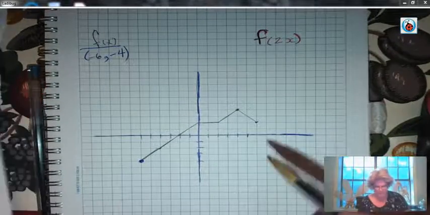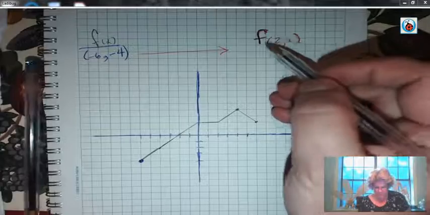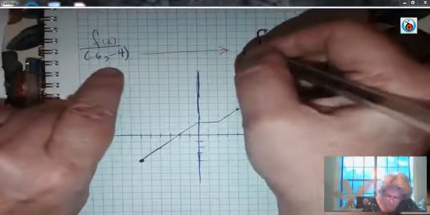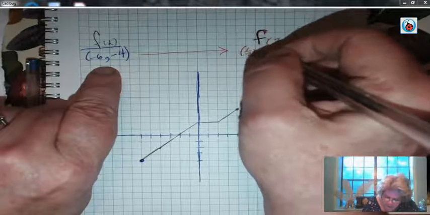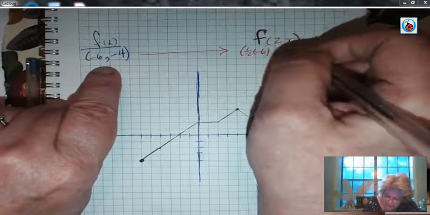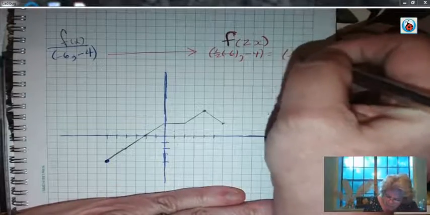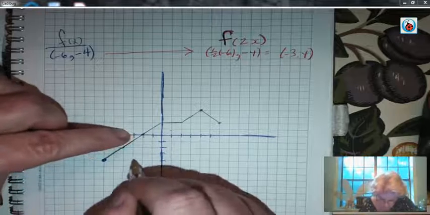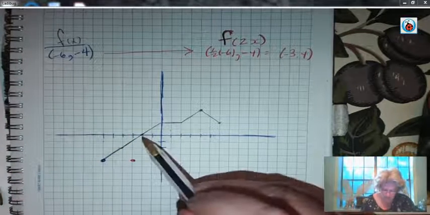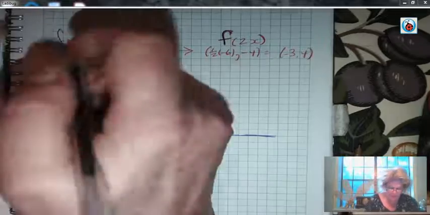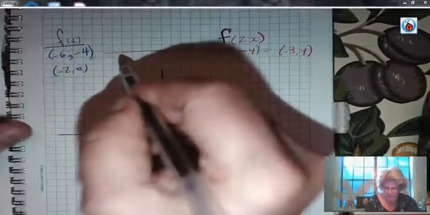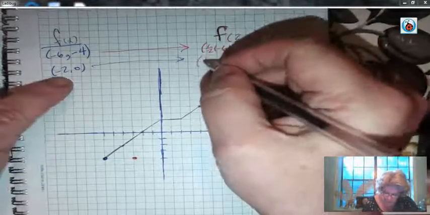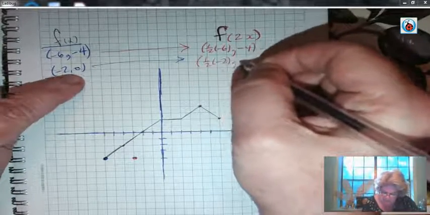And the new point, well, we have a 2 here, and so I'm going to have a new x-coordinate. It'll be 1/2 times the old x-coordinate. So 1/2 times -6, and the y stays the same. So I'll have (-3, -4) on the graph of this. Okay. What about this one? That's (-2, 0). And what will it become? Well, the x-coordinate will be multiplied by 1/2. So I have 1/2 times -2. The y-coordinate stays the same.